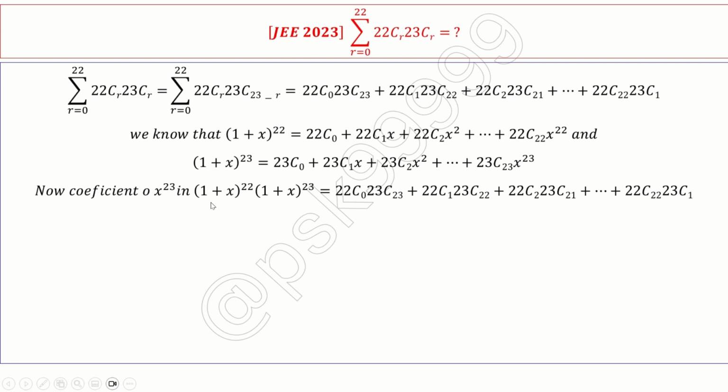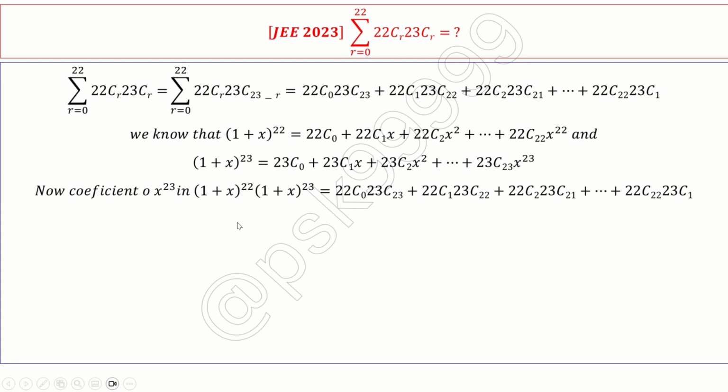If I take 22C1 from here, which means only the x term, then I need to get x to the power of 22 from the second one, which is 23C22. Similarly, the r1 value of 22Cr1 will increase, and in 23Cr2 the r2 value will reduce from 23. Now this is exactly what is given here, what is asked in the expression. So that means this is nothing but the x to the power of 23 coefficient in (1 plus x) to the power of 22 into (1 plus x) to the power of 23.